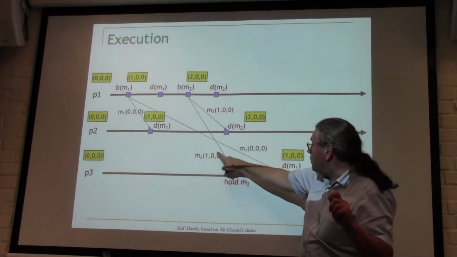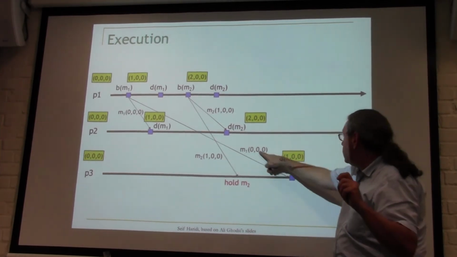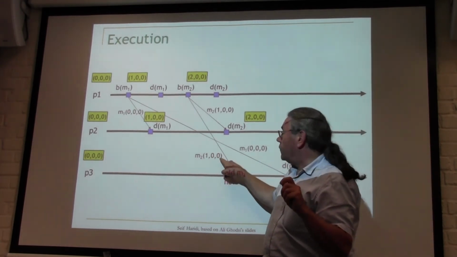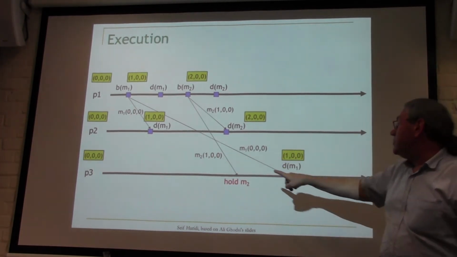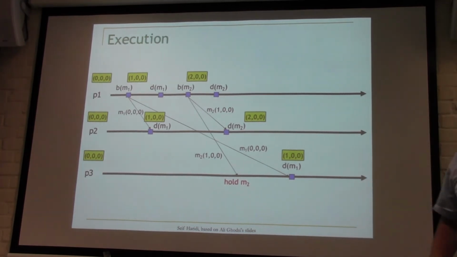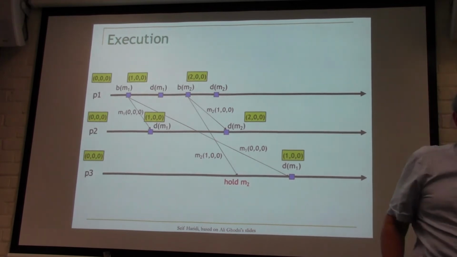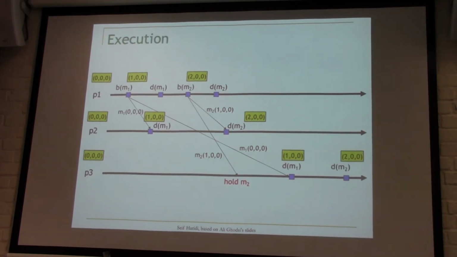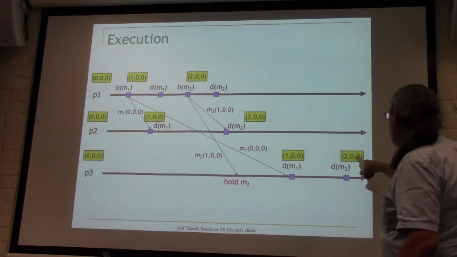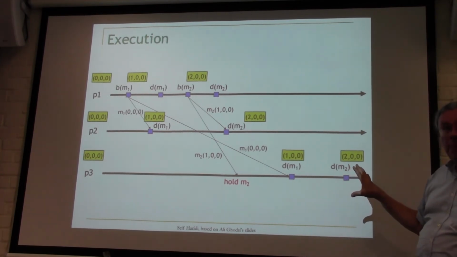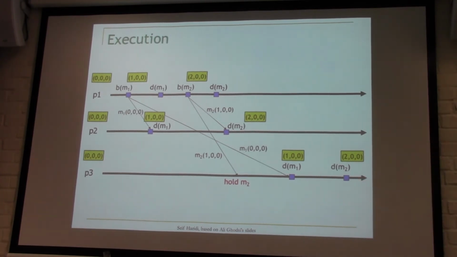And now the gap is closed. You see that? This message has arrived. I have 1, 1, 1, and this is 1, 0, 0, so I'm good. So now I can actually deliver M2 as well. So I've held it locally until the comparison between the two vector clocks is satisfied. So now I can actually deliver M2. You see the idea how it's working? Right? Okay. Of course, the devil is in the details.